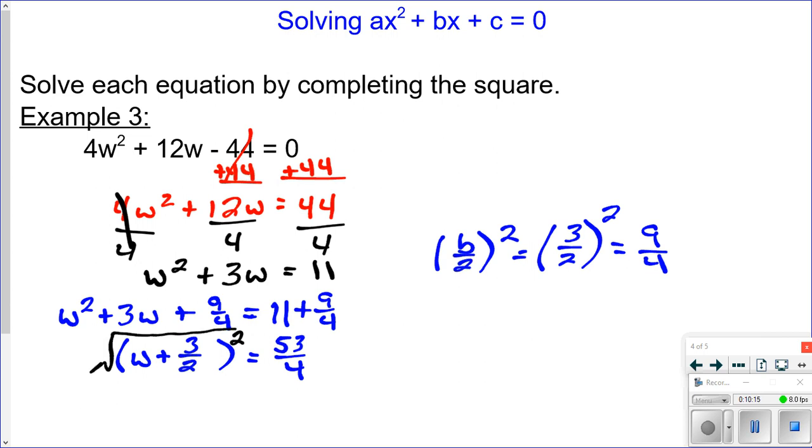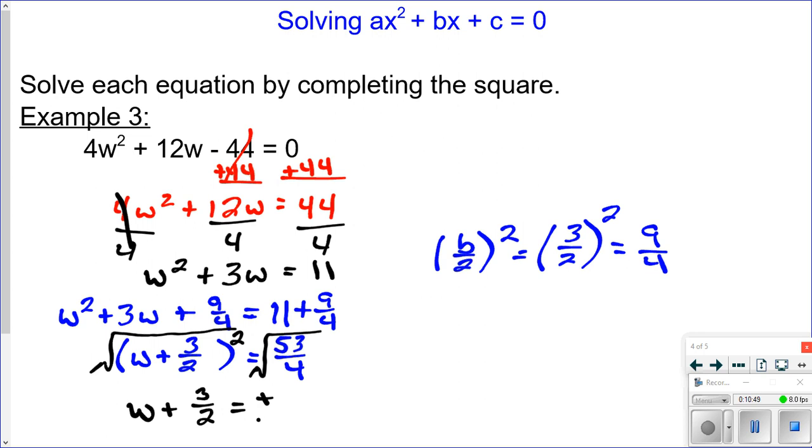Take the square root of both sides. And so now I have w plus 3/2 equals, and I should have said in the instructions here, typically on a problem like this, it's going to tell you to round your answer if necessary. In my textbook, it says round your answer to the nearest hundredth if necessary. So when we take the square root here, we're going to do the square root of 53/4, and it's going to come out to a decimal. And we're going to round that to the nearest hundredth.